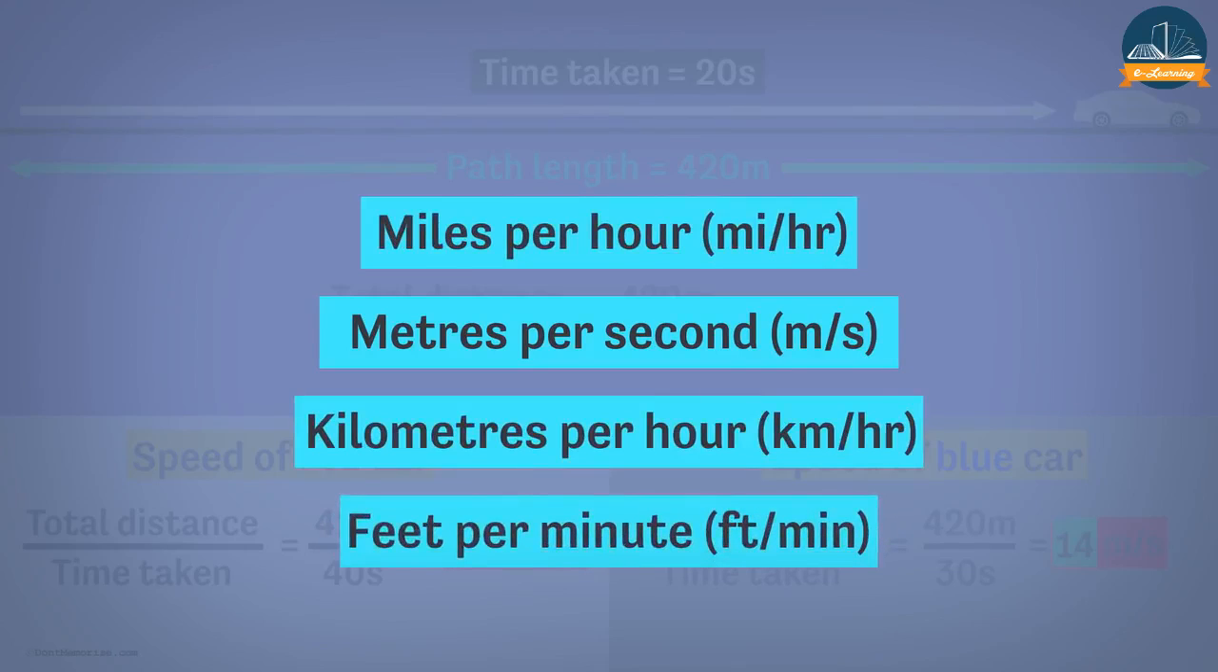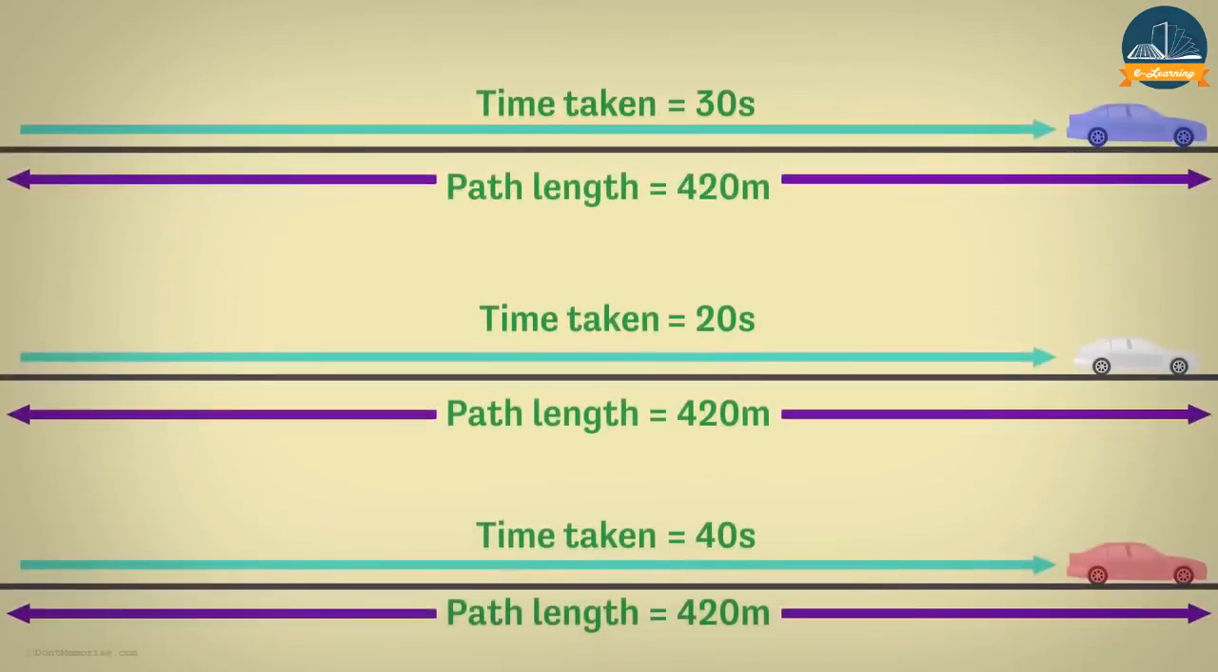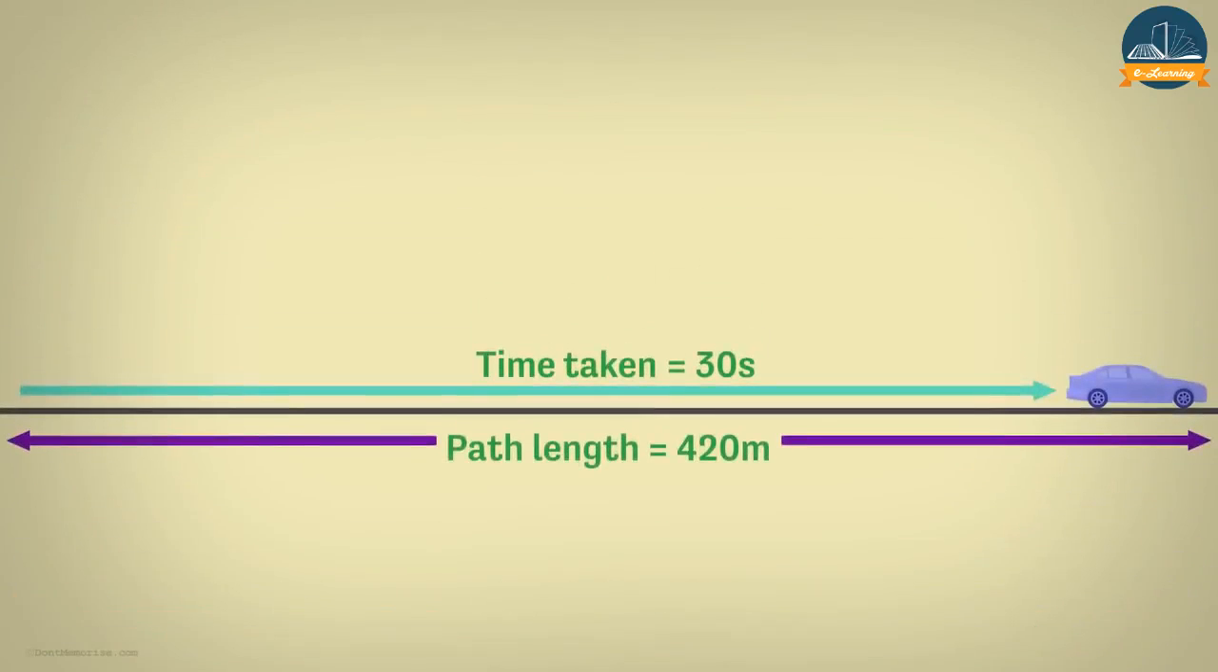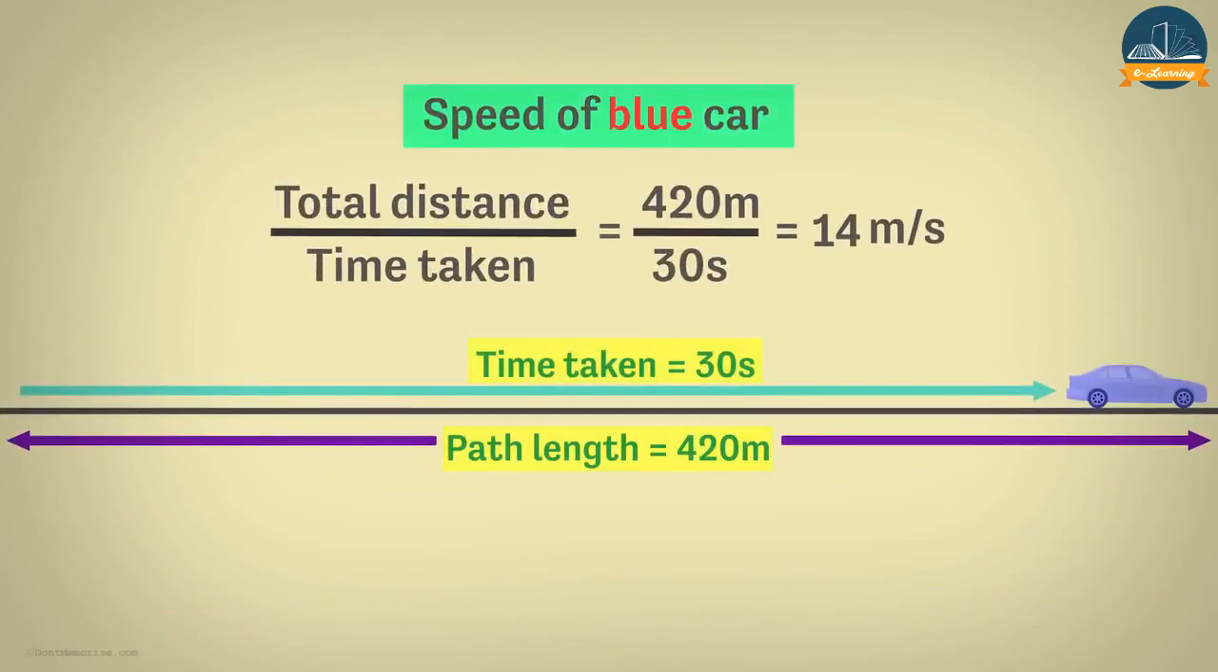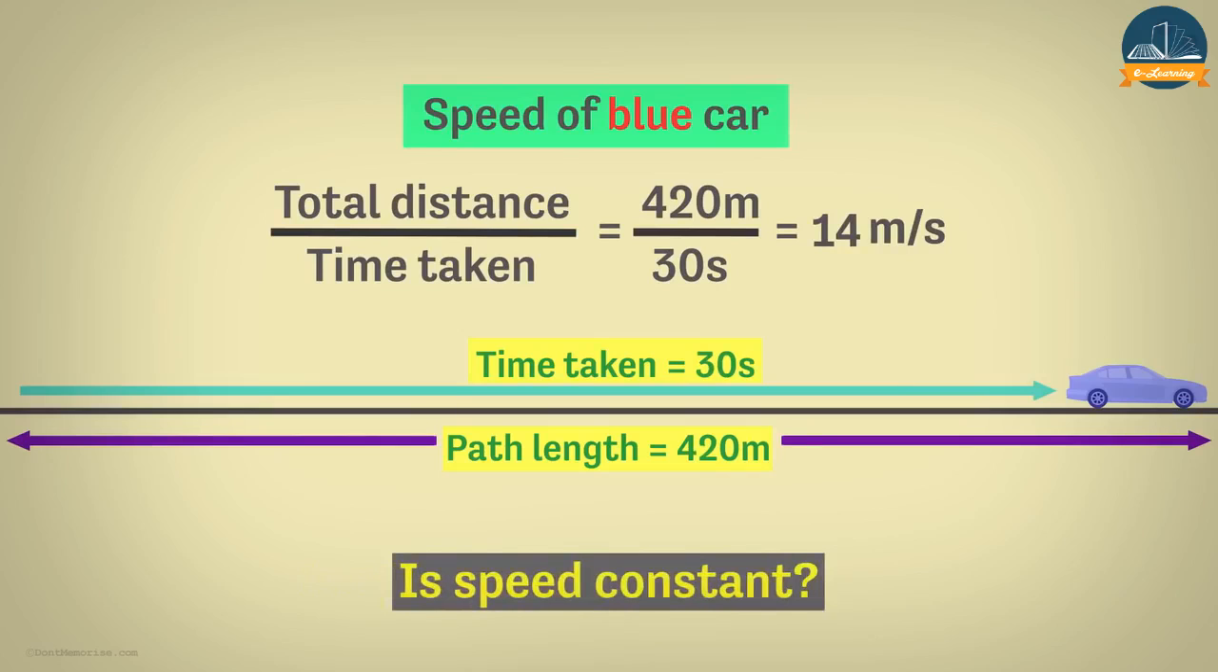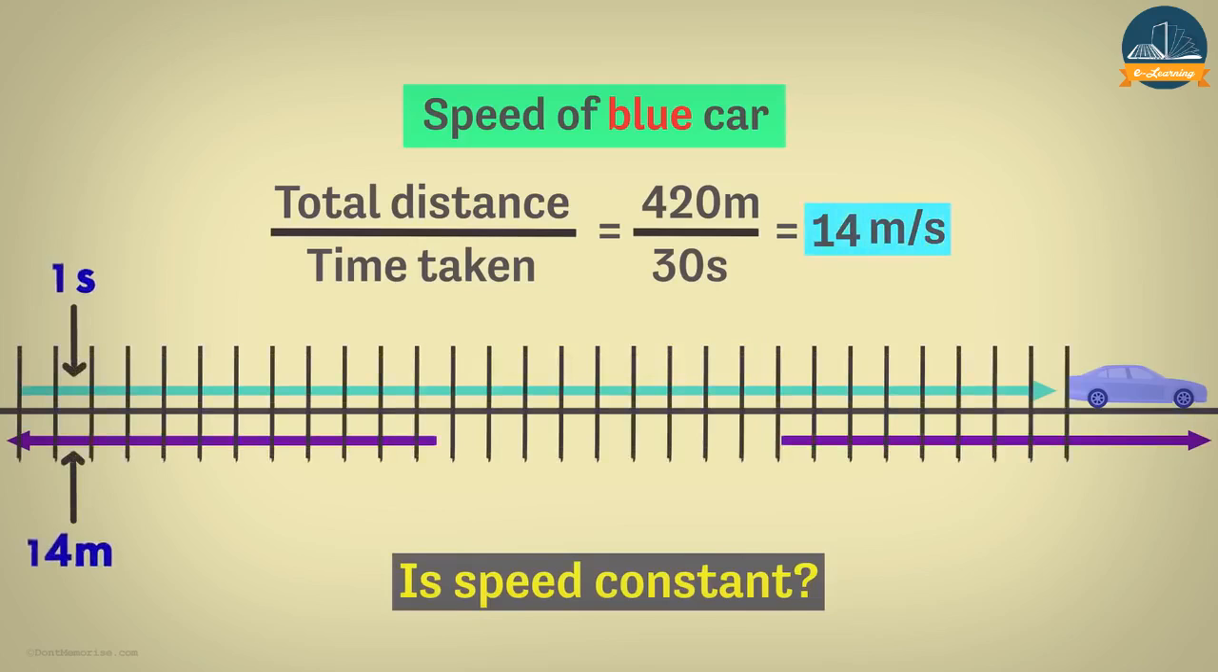Let's discuss something more interesting now. Look at the example of one of the cars, say car A. The only information I gave you was that it covers 420 meters in 30 seconds. That gives us the speed of 14 meters per second. I wanted you to answer the next question I'm asking you. In this example, can we say that the speed of car A is constant throughout this distance? Or can we say that the car is covering 14 meters every second throughout the path?